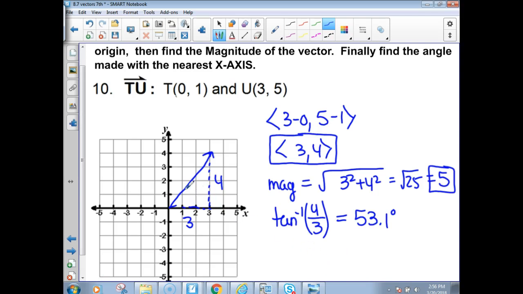If I wanted to describe this angle right here, which is what I just found, it would be opening towards the north from the east. So this would be 53.1 degrees north of east. I'm just practicing with you. It didn't ask for that direction, but we did it.